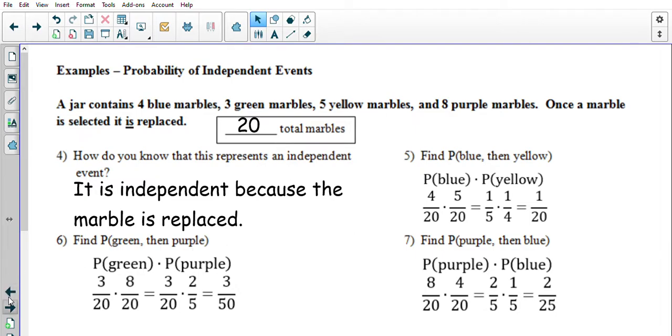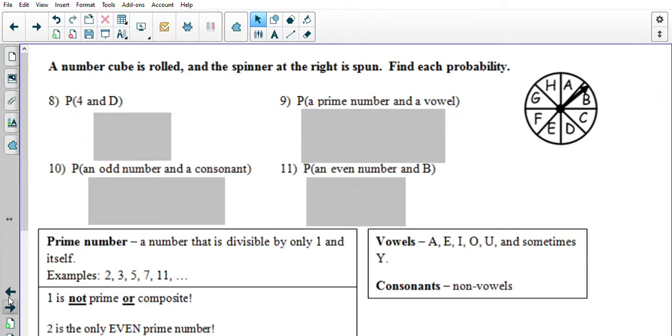Let's do a few more independent event probability problems. A number cube is rolled and the spinner at the right is spun. Find each probability. These are independent events given that they don't impact one another. Number 8, find the probability of 4 and D. So you get a 4 on the number cube and a D on the spinner.